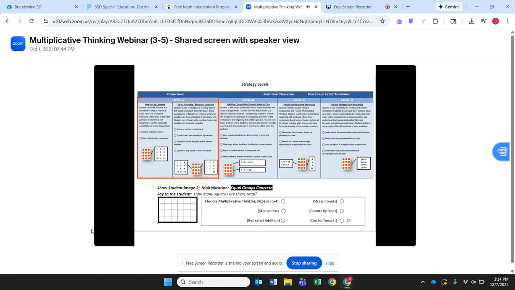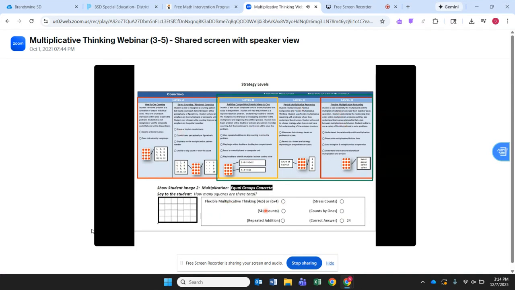So take a look at level A again. Level A, you'll see what stress counting looks like. It represents some type of counting, right? Level B means they're using repeated addition, or they're using skip counting, or a mix of skip count and additive composition. Level D means they're tying math facts to what they're working on, and they're able to solve it quickly. And then level C means they go back and forth between level B and level D.